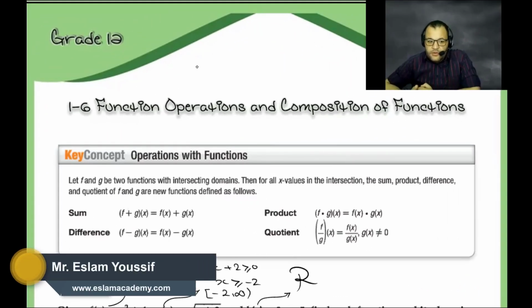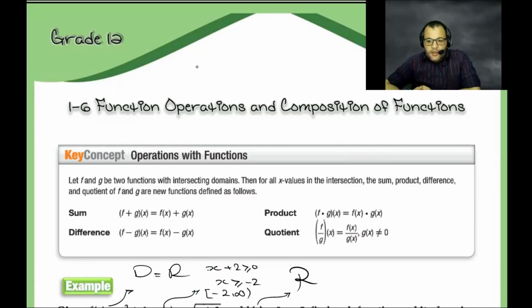Today, inshallah, we will continue the function operation and the composition of the function. If you remember what we discussed about this lesson yesterday, we finished the 4 operations: addition, subtraction, multiplication, and division, and how we can find the common domain. Any problem for addition, subtraction, multiplying, and division, and how to find the common domain?